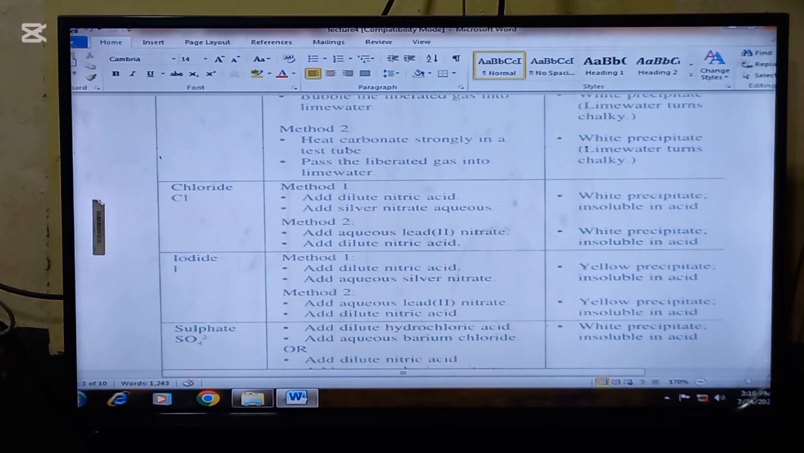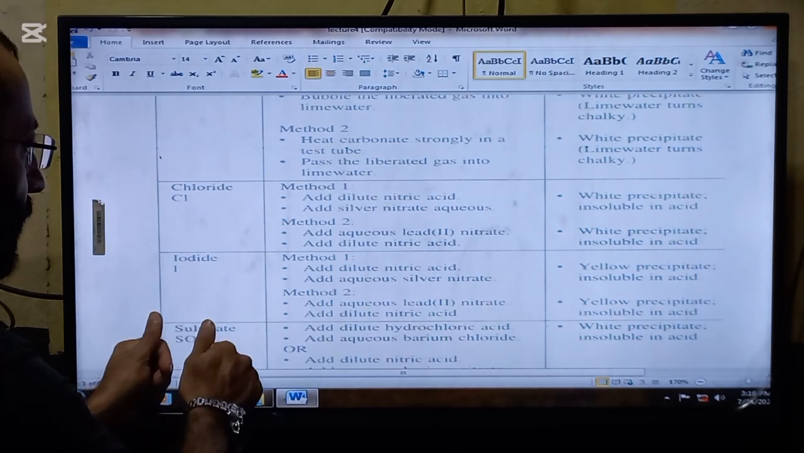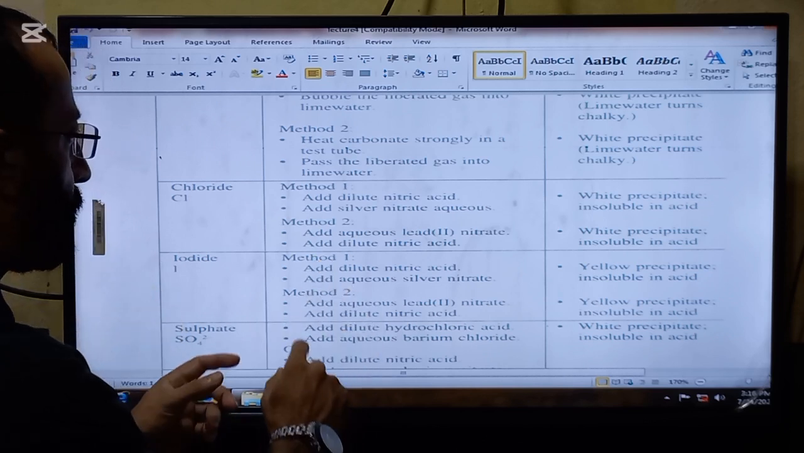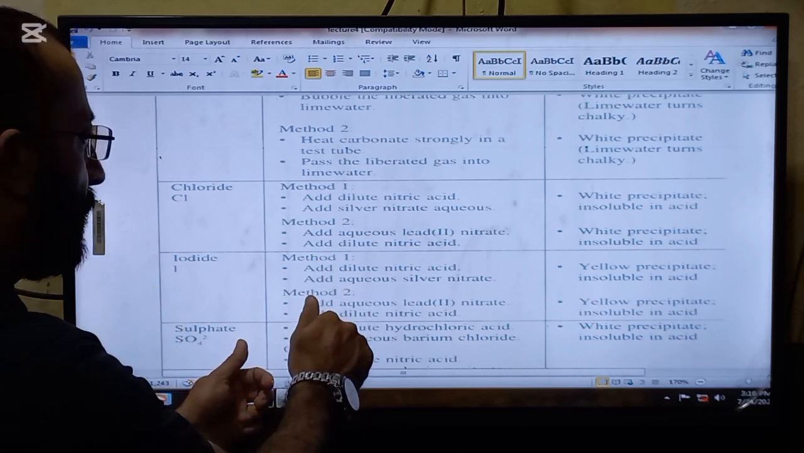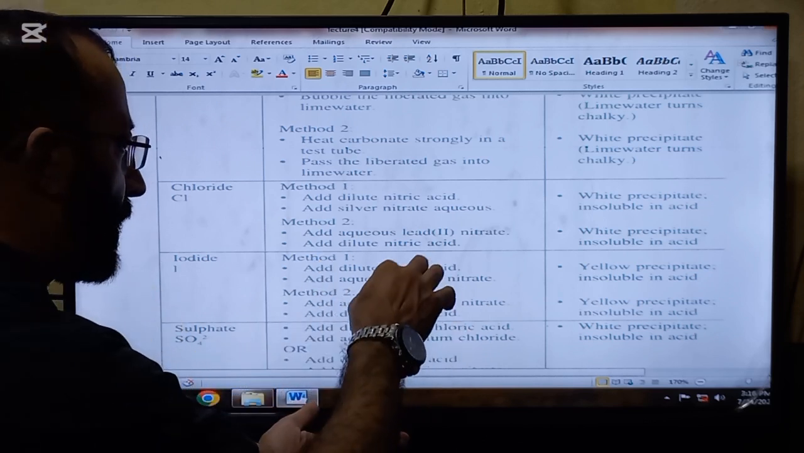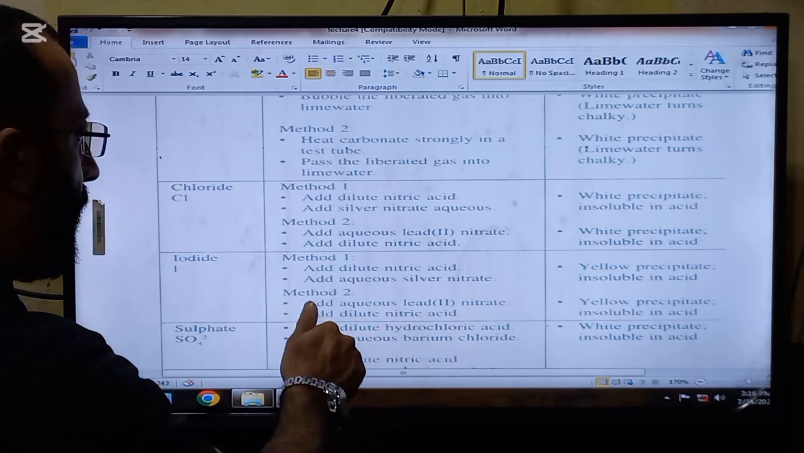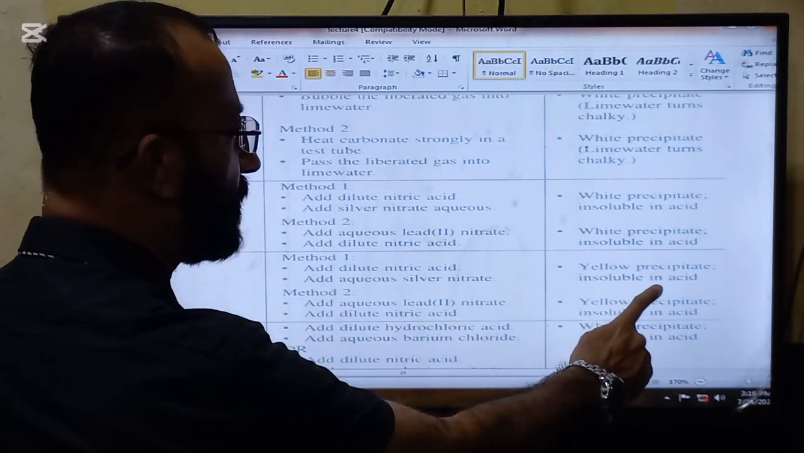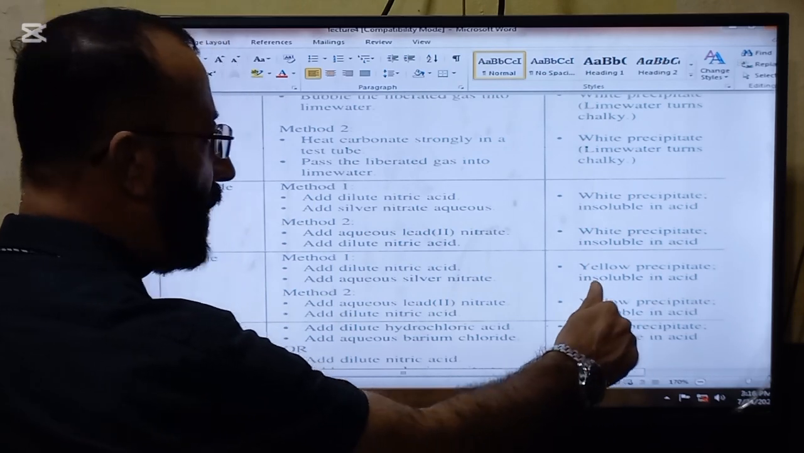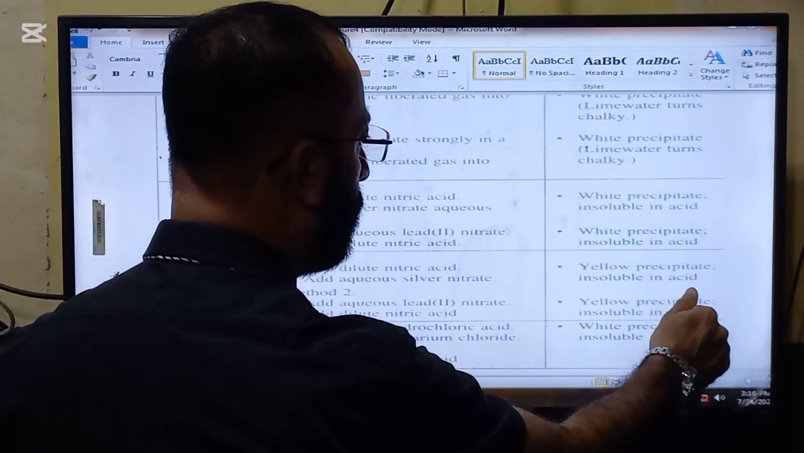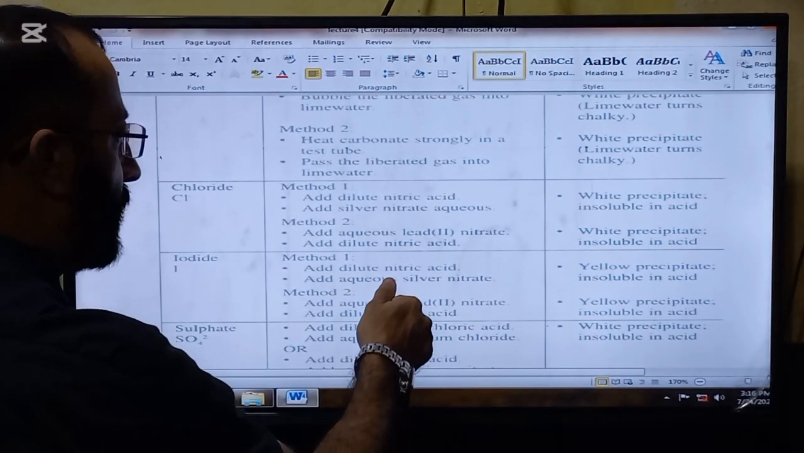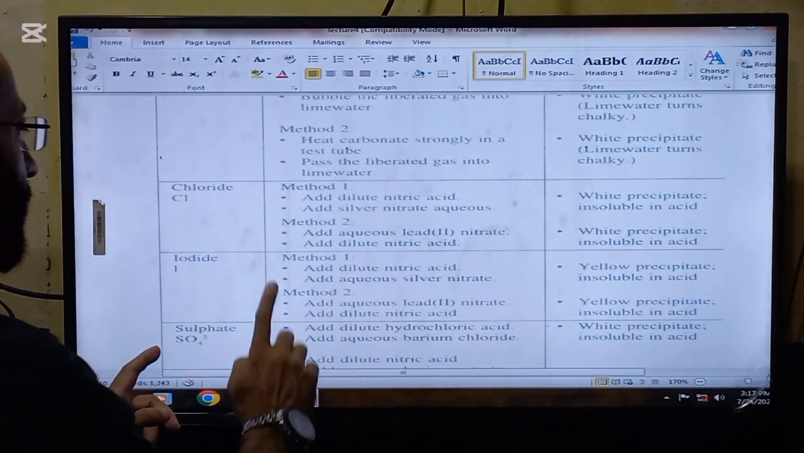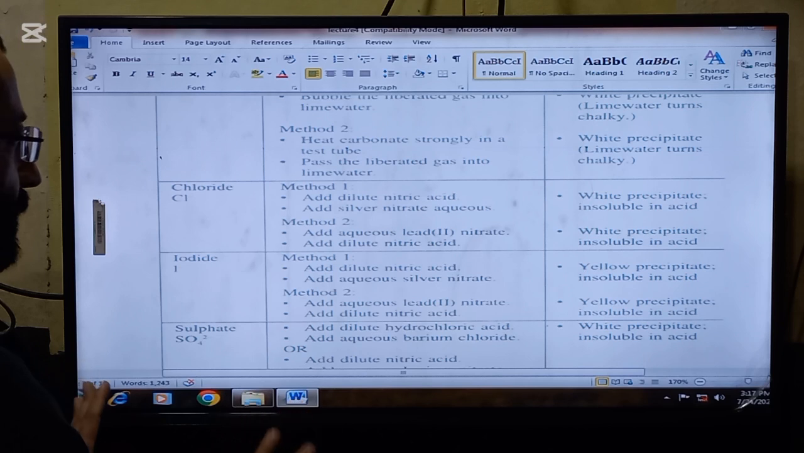Next, we are going to identify the iodide ion. Again there are two methods. The first method: if we add dilute nitric acid to our given anion and add aqueous silver nitrate, this time a yellow precipitate is formed, and if the yellow precipitate is insoluble in the acid, nitric acid, this will be the sign that the anion is the iodide ion.